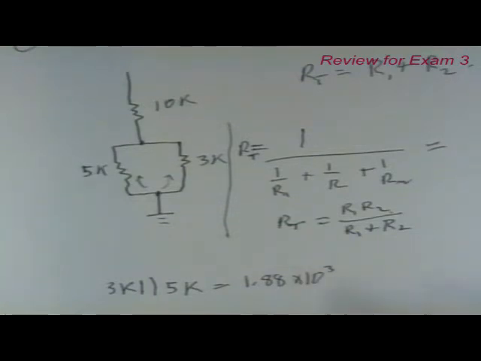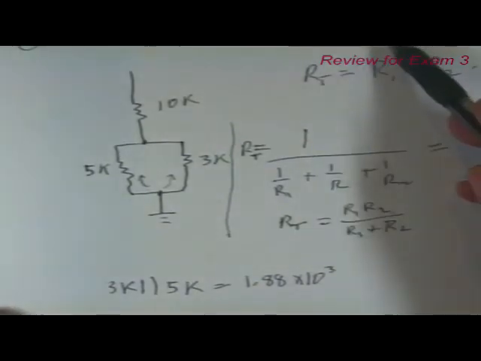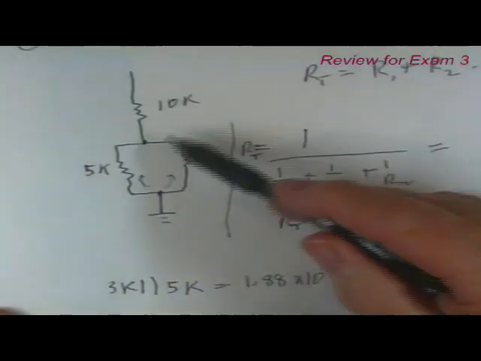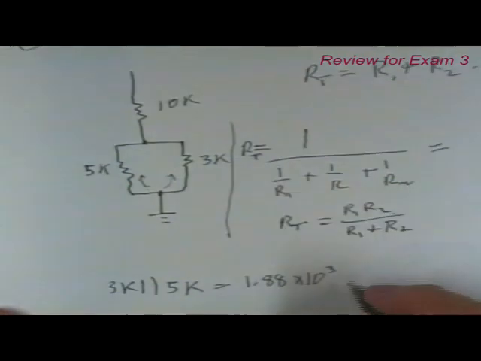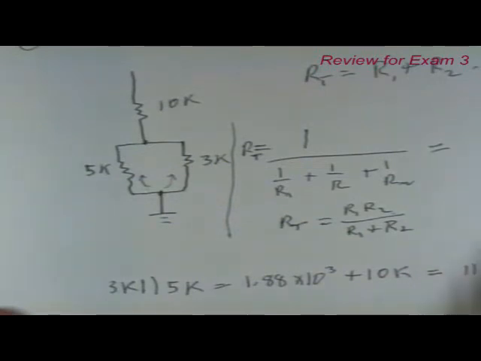Okay, now let's go ahead and look up here at the formula. We have a 10K in series with the 5K and the 3K in parallel. So we're going to add the 10K, and it's pretty obvious what you're going to come out with. You're going to come out with 11.88 times 10 to the third.